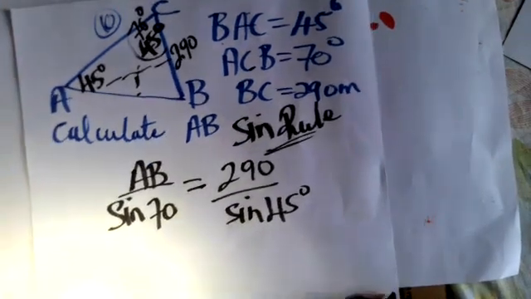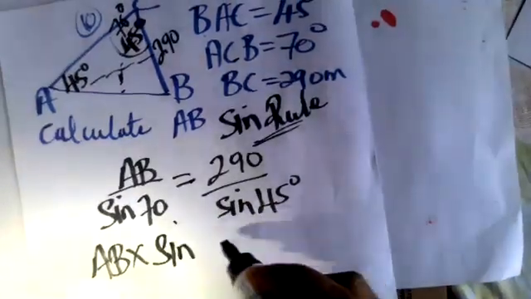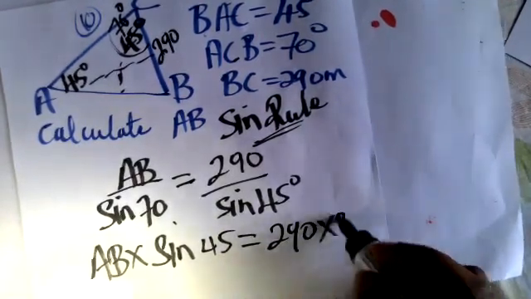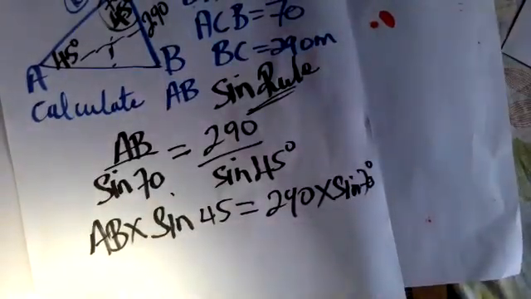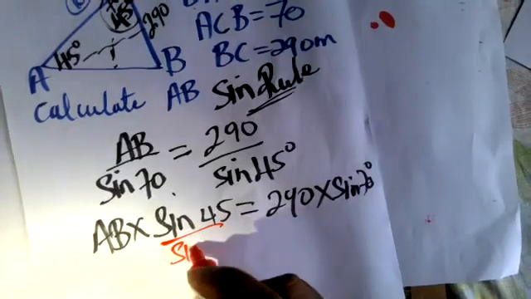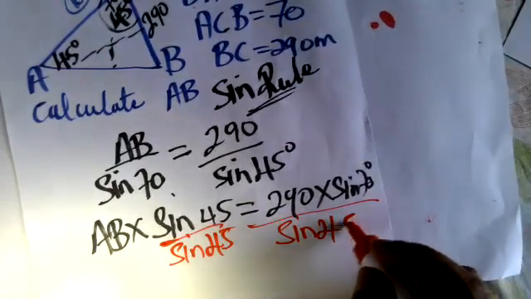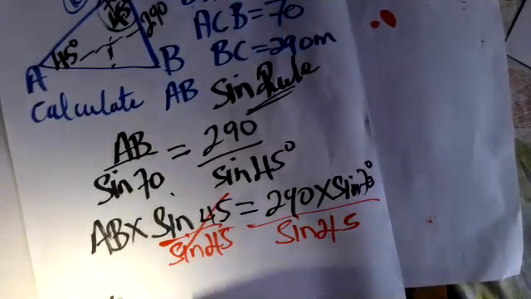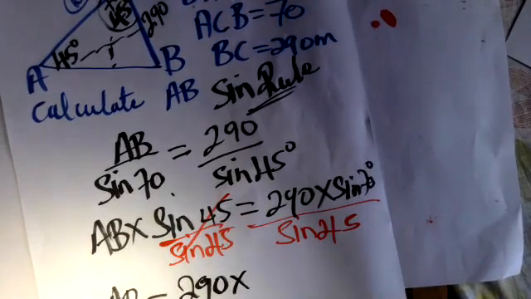So now we can just cross multiply. AB times sine 45 is equal to 290 times sine 70. Now we want to get AB by itself, so we simply divide by sine 45. Whatever we do to one side, we do to the other side. Now you're going to use your calculator to calculate this.